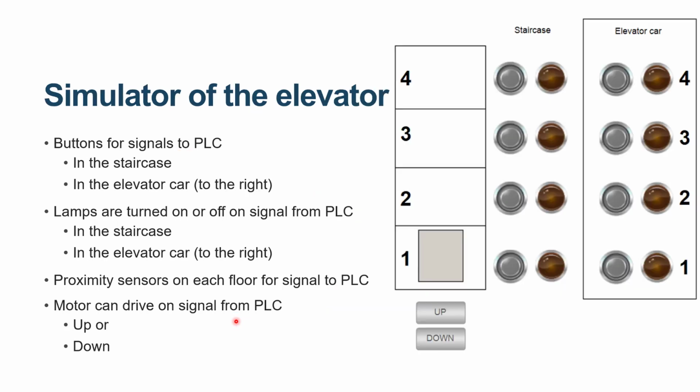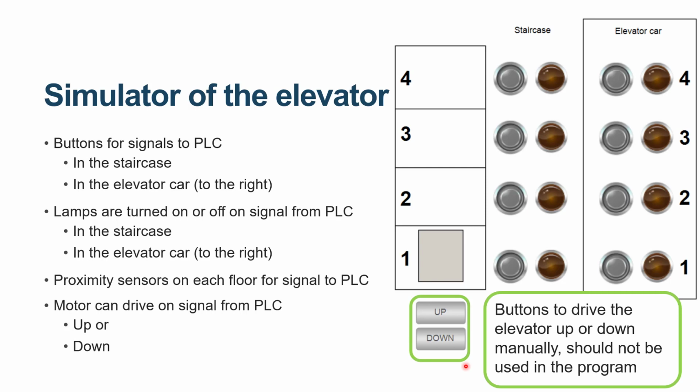To be able to test the program without being in the lab, we have a simulator. Here is the visualization of the simulated elevator model. We have the elevator car. It can be moved up or down here. We have buttons in the staircase and in the elevator car. They are not in the elevator car, but to the right here. And we have lamps, both in the staircase and in the elevator car. And we also have buttons for moving the elevator manually up and down. Those buttons should not be used in the program code. They are only there for manual movement of the elevator.